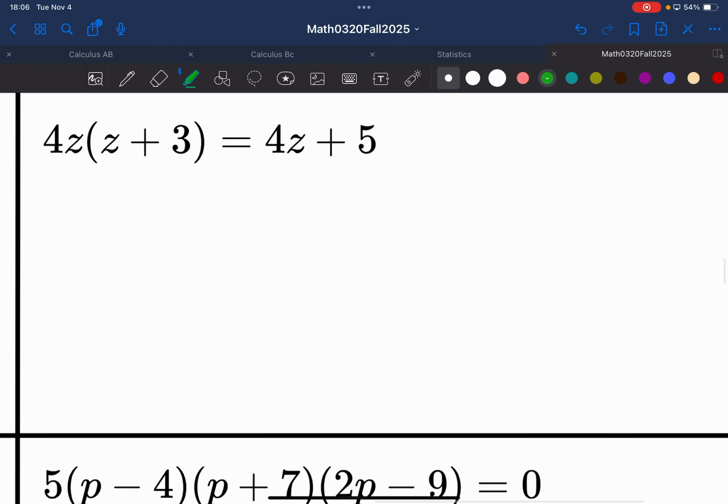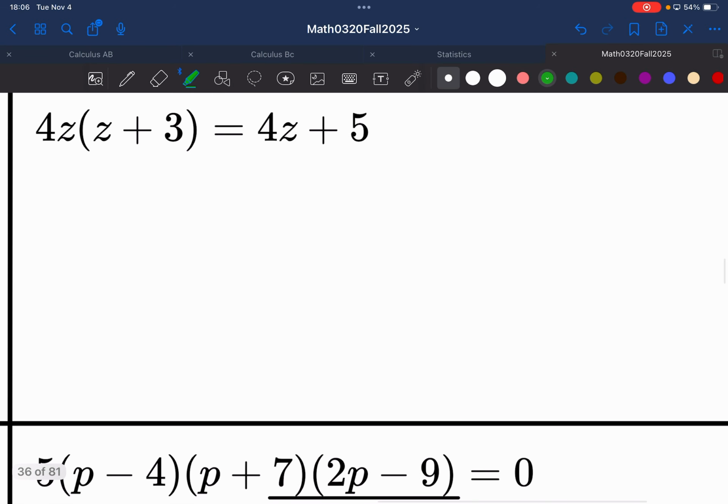Okay, go ahead and take a minute and try this one and then compare with a neighbor. Same steps as the one we just did.